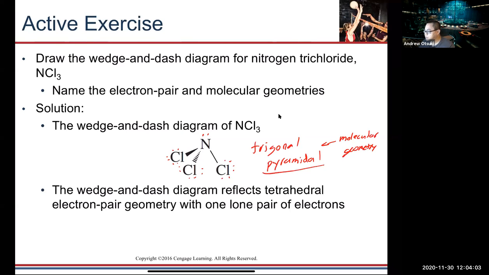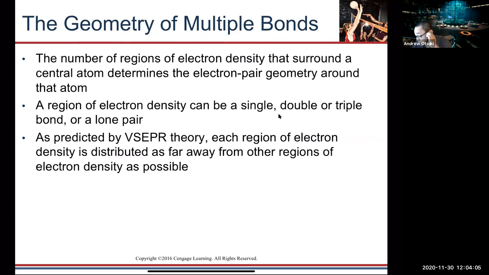Okay, let's move on. So I talked about multiple bonds. They still count as one electron group. So even though we have a double bond and a single bond here, they still count as two electron groups. It doesn't matter what kind of bond you have, each still counts as one region of electrons. So if anyone's ever confused about that, let me know. That's a very, very common mistake on exams and quizzes.